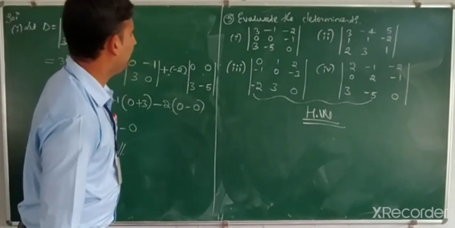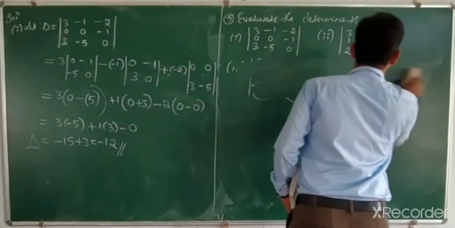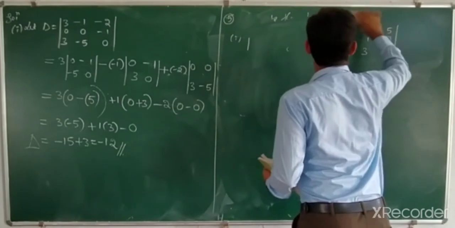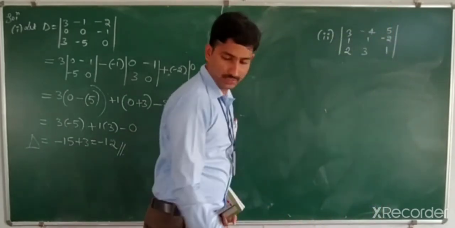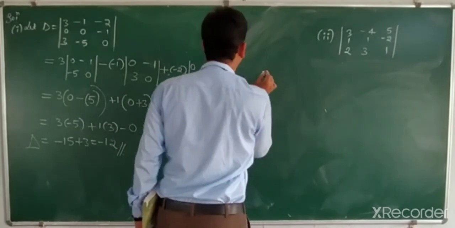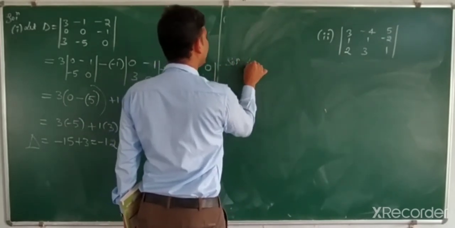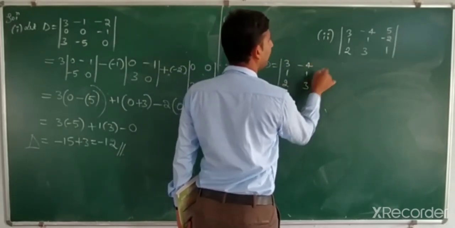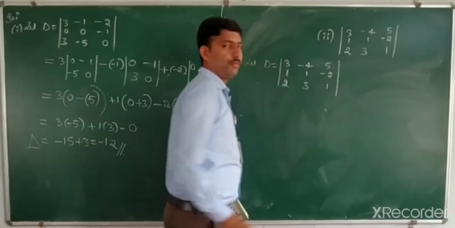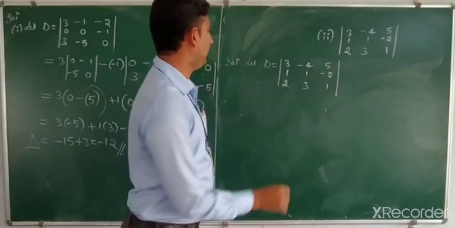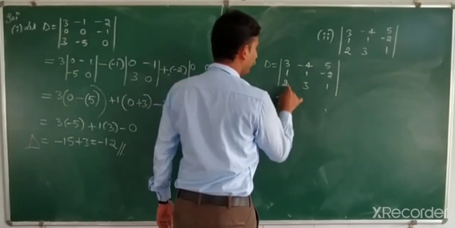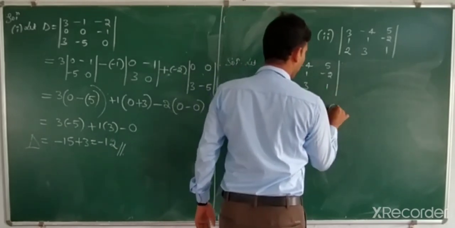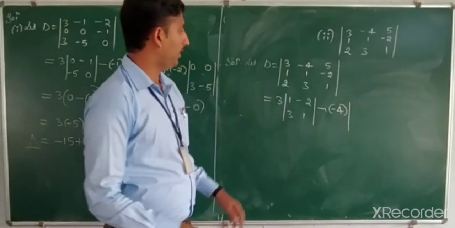I will take another example, that is example number 2, but the rest 2 you take as homework. Second one says, I will take the second number. Solution: let delta be equal to 3 1 2, minus 4 1 3, 5 minus 2 1. Next, which is equal to 3, you take it as 1 minus 2, 3 1, minus formula minus, again there will be minus, correct? This I have to eliminate.